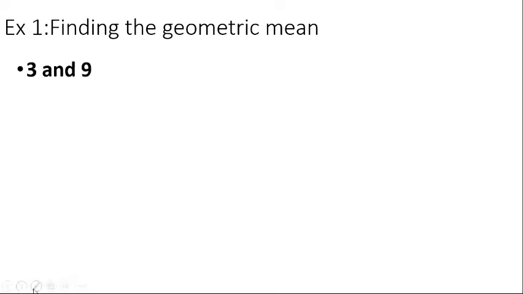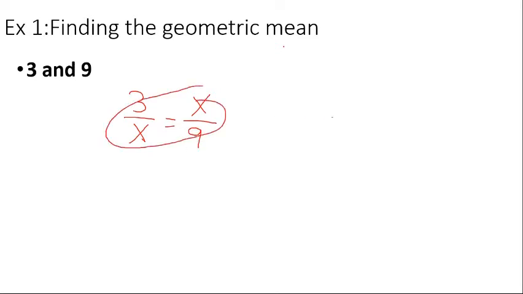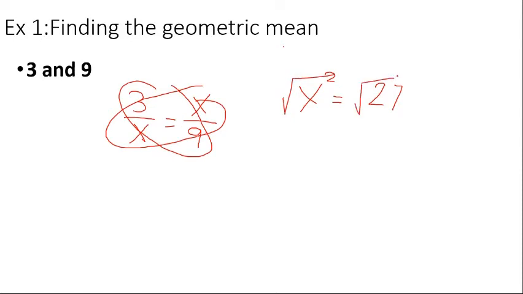So what we're going to do here is we're going to start off by writing down 3 over x equals x over 9. Then we just cross multiply here. X times x gives us x squared, and then 3 times 9 is 27. But then I take the square root of both sides. So this means that the x and the square root and the square eliminate each other. So we take x equals square root of 27.